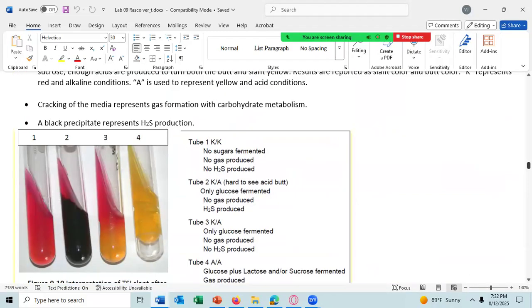All right. The interpretation of the TSI test is complex because we have 3 or more tests running at the same time. You have fermentation of sugars, you have gas being produced, you have hydrogen sulfide being produced.